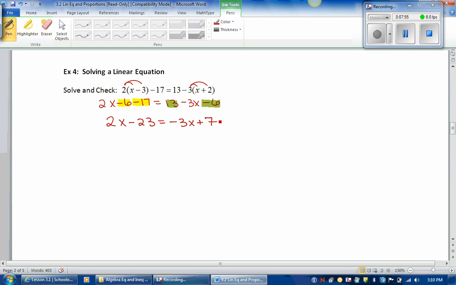Now we want to move all the variables to one side, the constants to the other. Again, you're moving the smallest value. Is 2x smaller than negative 3x, or is negative 3x smaller than 2x? That's what you need to decide. Okay? Remember, negative numbers are always smaller than positive numbers. So we're going to move this negative 3x. I'm going to move it over by the opposite operation, which is going to be addition. So if I'm moving the variables to the left-hand side, I need to move the constants to the right-hand side.